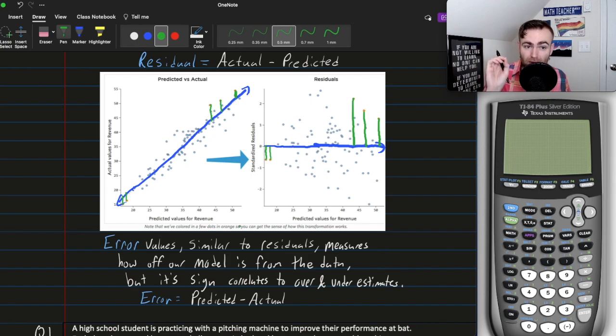Positive would be underestimate, and negative would be overestimate. We can see that here. These are negative residuals, and the curve is above them, so it's an overestimate. And these are above our estimation, positive residuals. They are an underestimate over here.